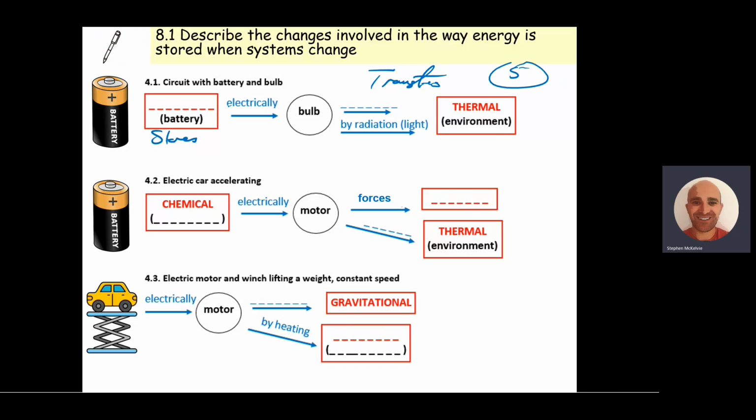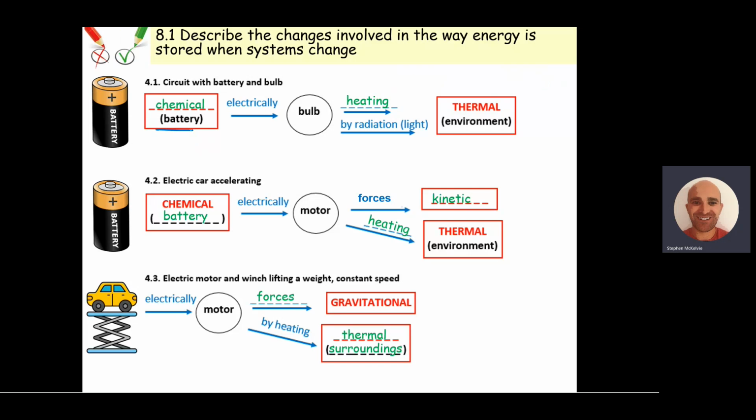Right, we should have seen it's a chemical store because it's in a battery, a food or a fuel that is being transferred electrically to the bulb. The bulb is then going to transfer by heating and by radiation energy into the thermal store in the environment.